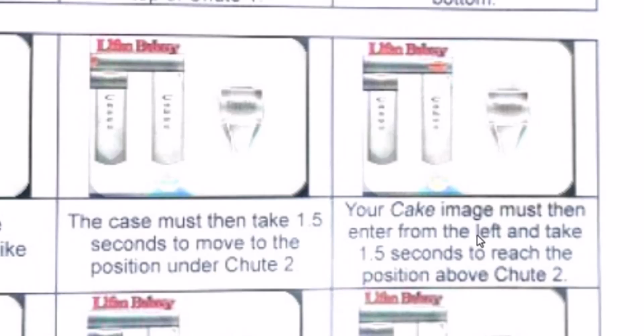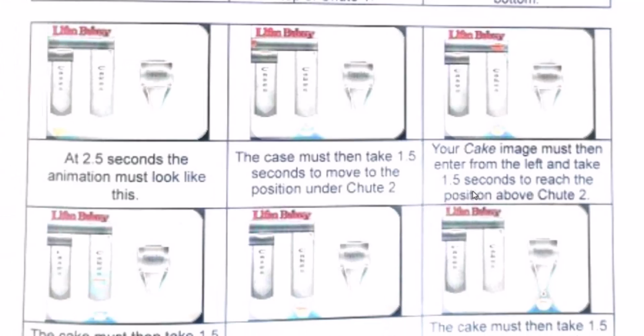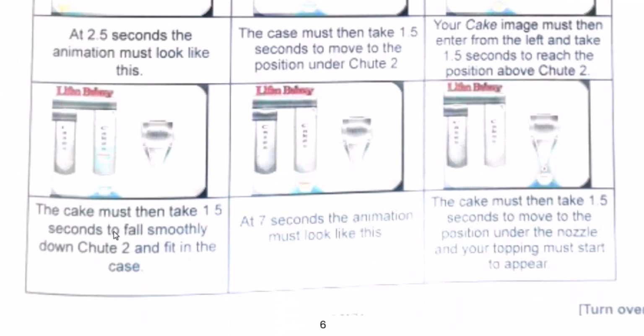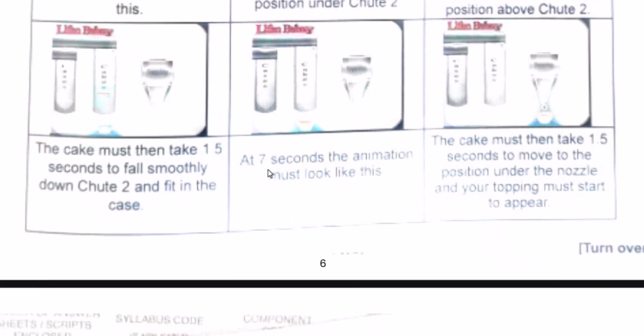Your cake must then enter from the left and take 1.5 seconds to reach the position above chute 2. So that makes 5.5 seconds in total so far. And then the cake must take 1.5 seconds to fall smoothly down chute 2 and fit in the case. So that's 1.5 plus 5.5 making 7. So we have it here at 7 seconds. Your animation must look like this. So far we have 7 seconds.